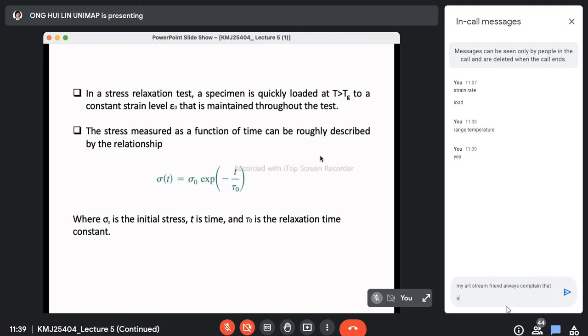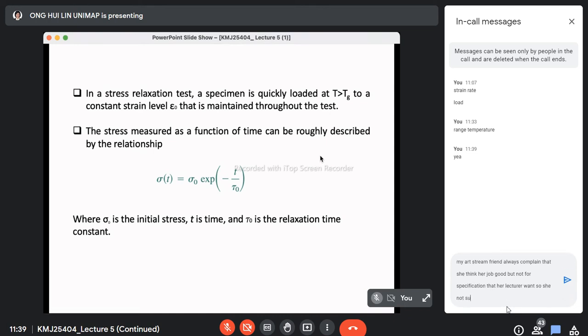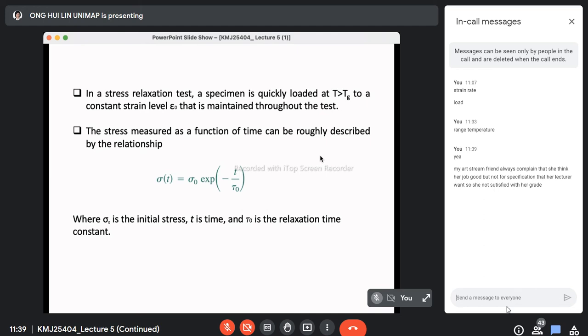If you study arts, there is nothing like this. What do you usually have to do when you study arts? If the students are in the arts stream, they don't have a truly right answer and a wrong answer. It is not straightforward like this. So when you communicate with people, you can feel whether they are the arts type or the science type. My arts stream friend, okay, always complains that she thinks her job is good, but not for the specification that her lecturer wants, so she is not satisfied with her grade.